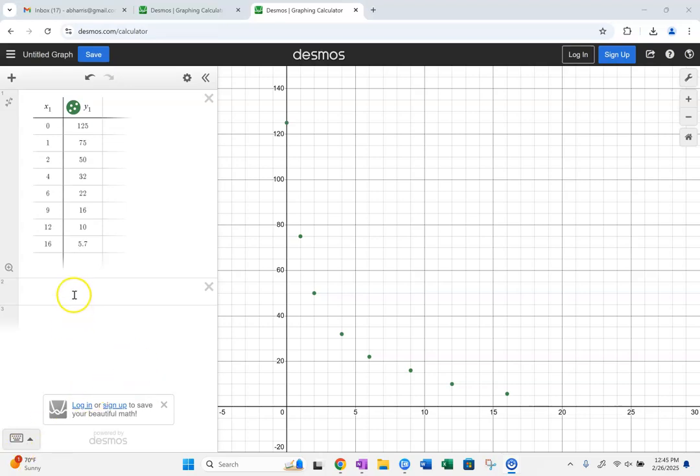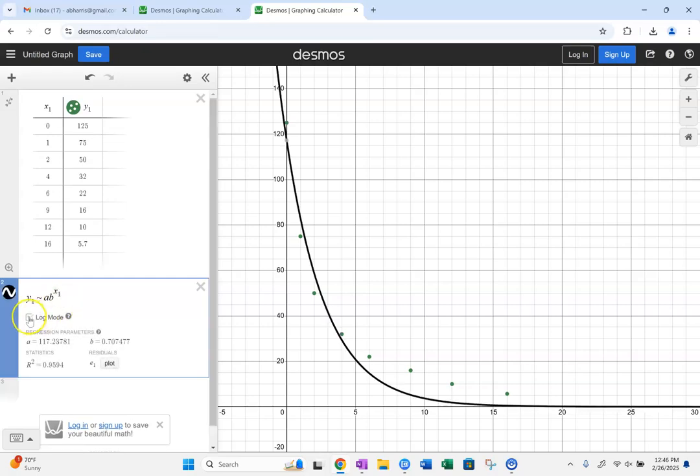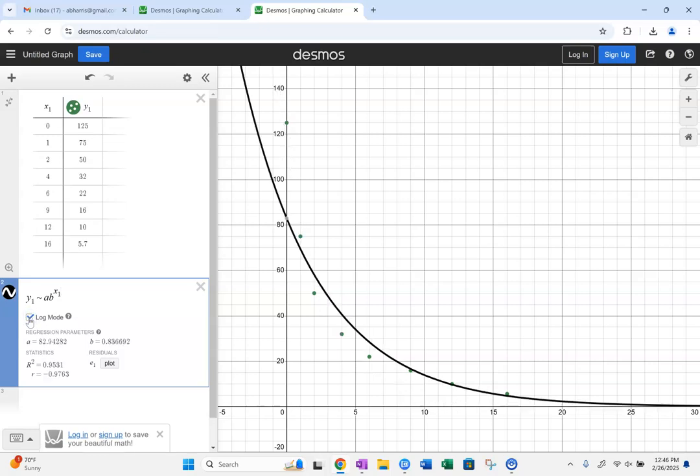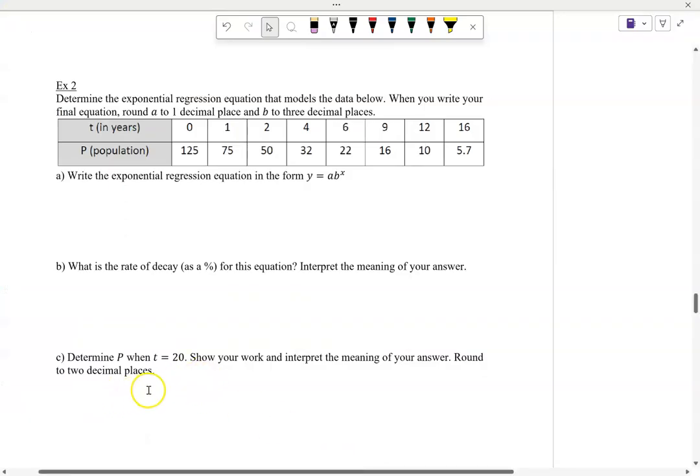And now we're going to plug in our regression equation. So y1 tilde a times b to the x1 power, and then of course make sure you click on that log mode again. And then we're going to go ahead and note that and see how it goes through and models that data pretty well, right? So let's go back, enter that in right here.